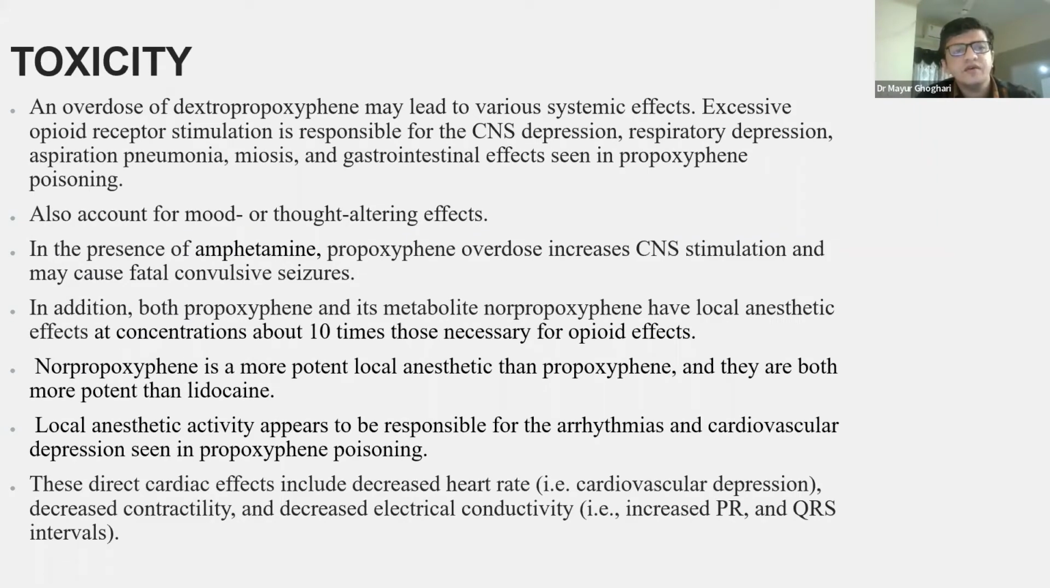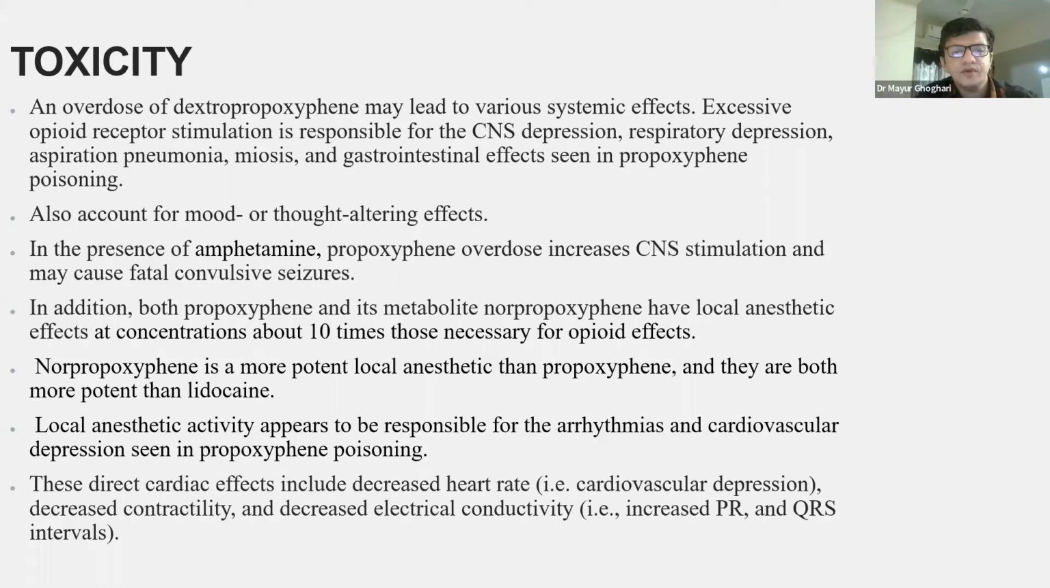Toxicity and overdose of dextropropoxyphene may lead to various systemic effects. Excessive opioid receptor stimulation is responsible for the CNS depression, respiratory depression, aspiration pneumonia, miosis, and gastrointestinal effects seen in propoxyphene poisoning. It also accounts for mood or thought altering effects. In the presence of amphetamine, propoxyphene overdose increases CNS stimulation and causes fatal convulsive seizures.